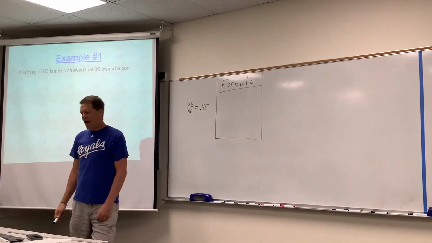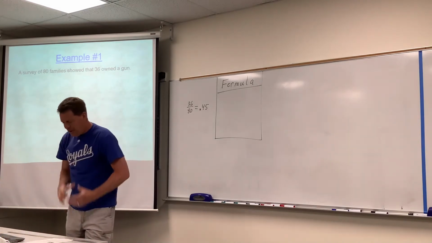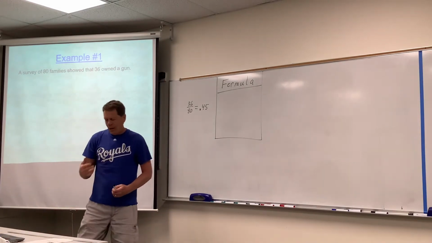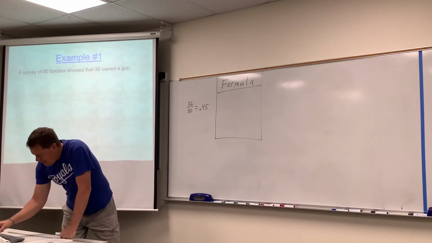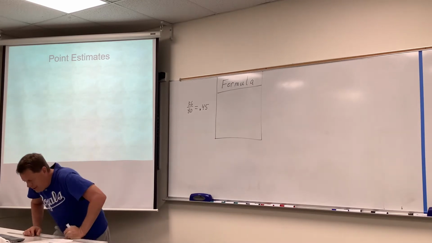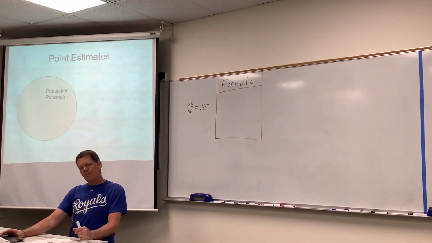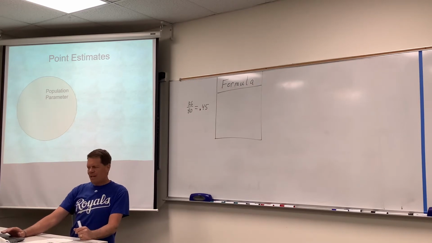All right? Now, those 80 families would be a sample, wouldn't they? So what I want to remind you, this goes back to this picture we've had up here many times. That would be what we call a point estimate. Because, let me try to pull this all together again. The ultimate goal would be to estimate what percentage of all families own a gun. That's called a population parameter. Okay?